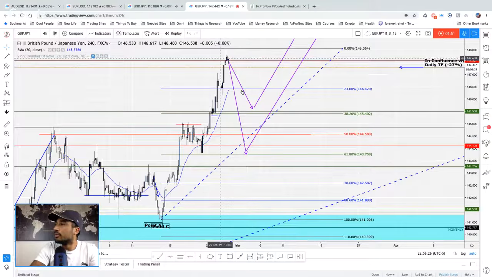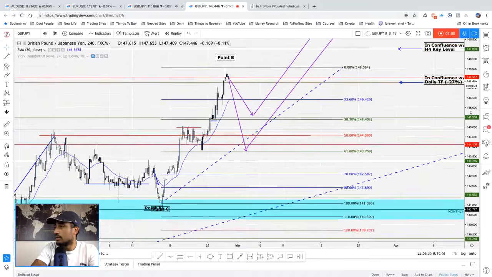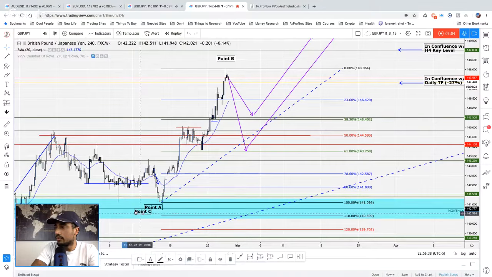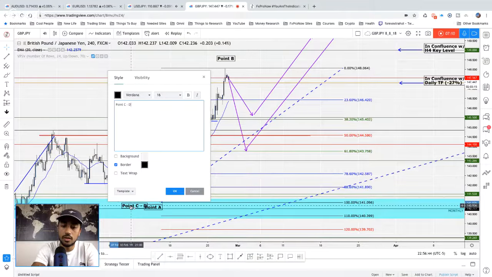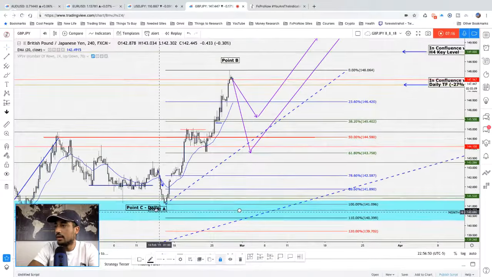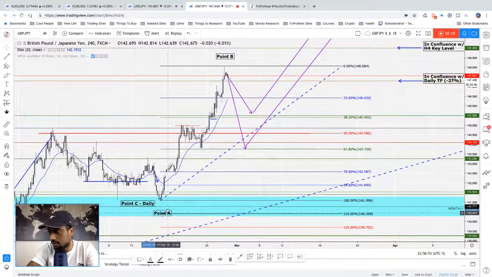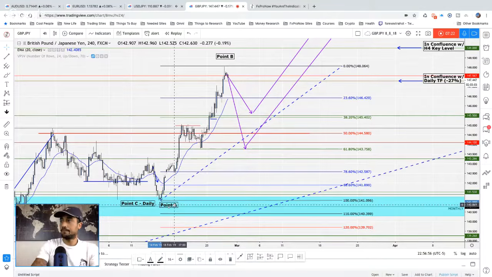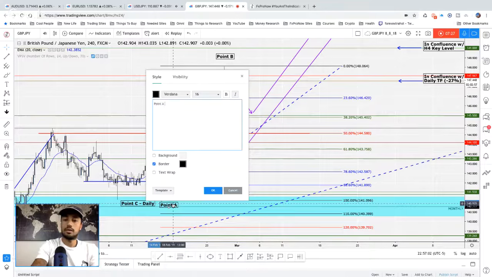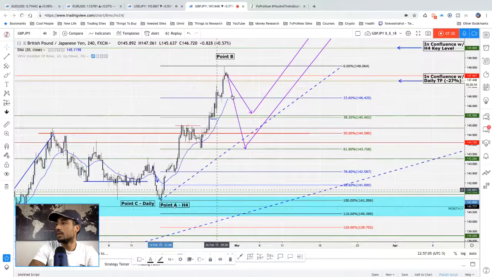I am looking for this to pull down a bit. Maybe now, maybe later. But what I saw is this: the fact that we have that point C on the daily time frame is our point A for the H4 time frame. And that point B is for H4. So point A, point B, I'm looking for this to pull down.